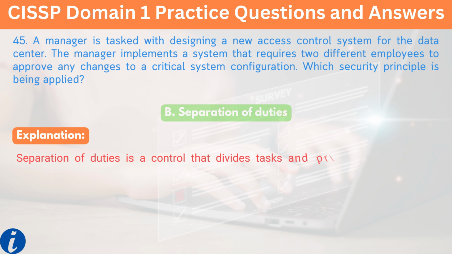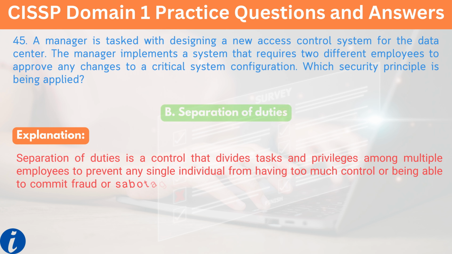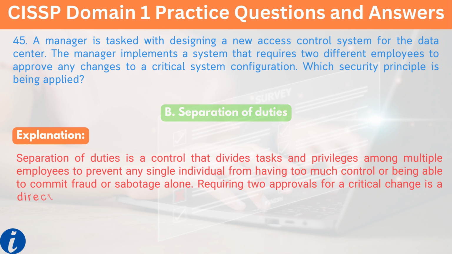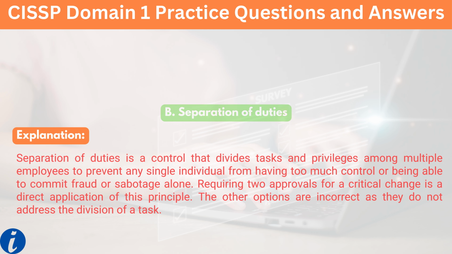Separation of duties. Explanation. Separation of duties is a control that divides tasks and privileges among multiple employees to prevent any single individual from having too much control or being able to commit fraud or sabotage alone. Requiring two approvals for a critical change is a direct application of this principle. The other options are incorrect as they do not address the division of a task.